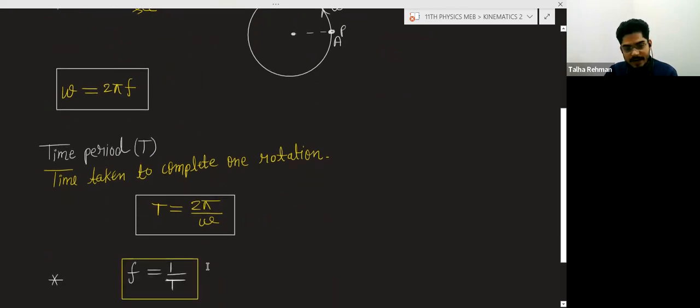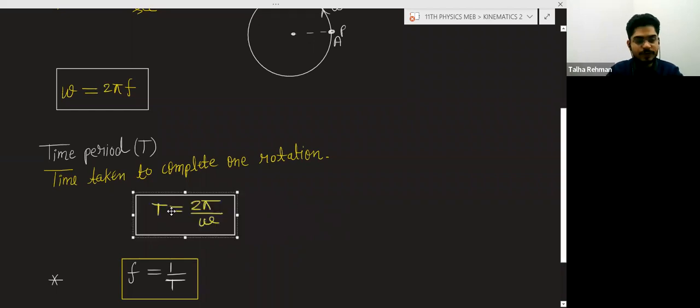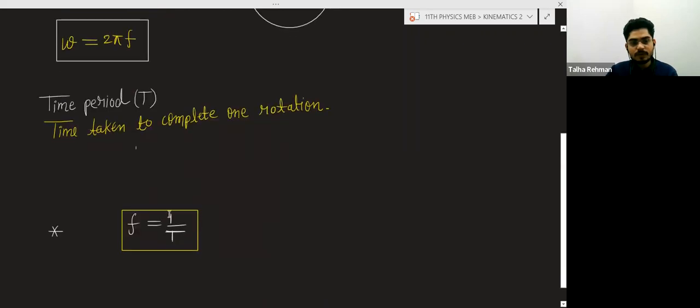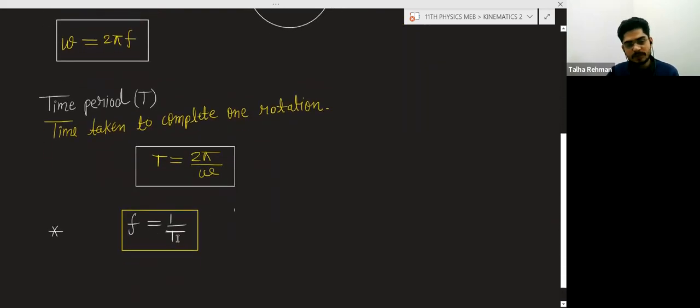There is a relation between the frequency and the time period. Frequency is 1/time period. So this relation you should know. Frequency is 1/time period, and time period is 2 pi by omega.